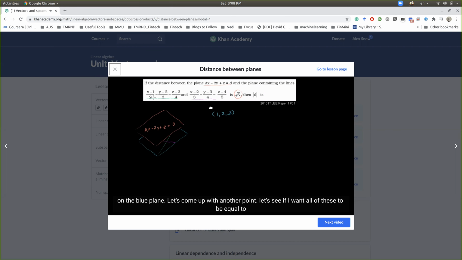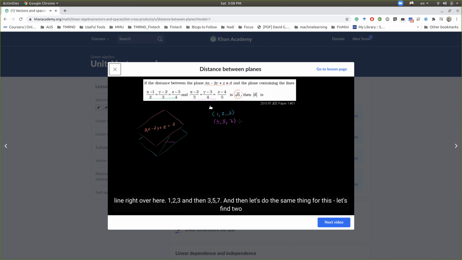Let's see, if I want all of these to be equal to 1, if I want this to evaluate to 2, I would have the point 3. If I want this to evaluate to 1, I would want 5 minus 2 over 3, so 3, 5. And then I would want this to be 7, because 7 minus 3 over 4 is also 1. So that's another point. Actually, both of these points sit on this line right over here: 1, 2, 3, and then 3, 5, and 7.